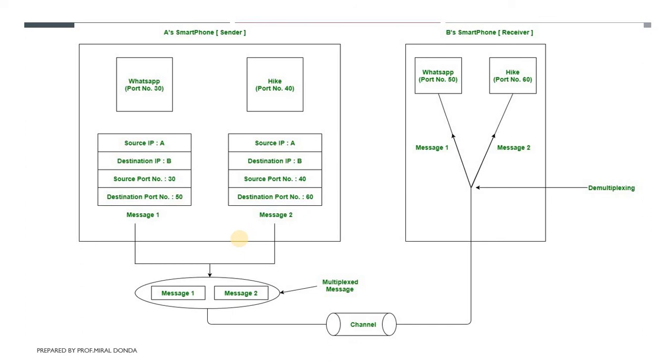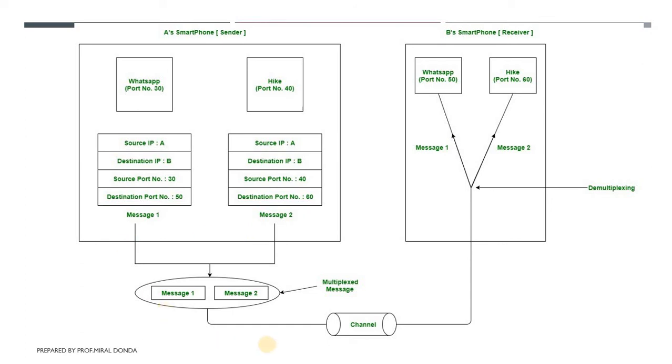In order to do so, A must mention the IP address of B and the destination port number of WhatsApp while sending the message through the WhatsApp application. Similarly, for the latter case, A must mention the IP address of B and the destination port number of Hike while sending the message. Now the messages from both apps will be wrapped up along with appropriate headers. Headers contain the source IP address, destination IP address, source port number, and destination port number, and are sent as a single message to the receiver.